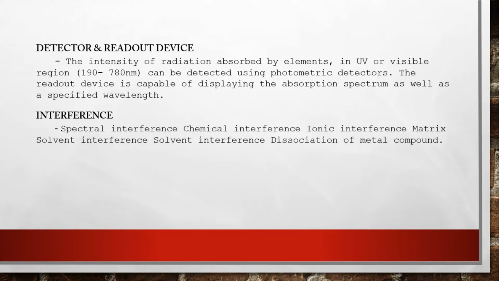For the fifth one, the detector and readout device. It is the intensity of radiation absorbed by elements in the UV or visible region from 190 to 780 nm. It can be detected using photometric detectors. The readout device is capable of displaying the absorption spectrum as well as a specified wavelength. The last instrumentation is the interference: spectral interference, chemical interference, ionic interference, matrix solvent interference, and dissociation of metal compound.